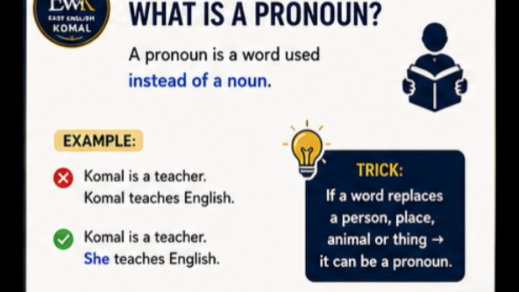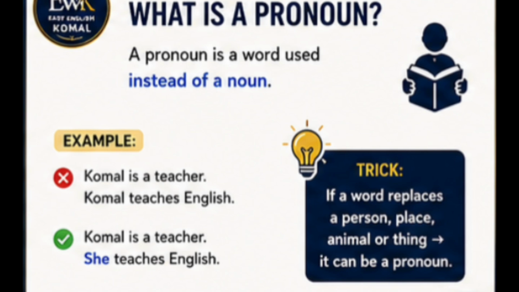So what is the trick to identify the pronoun? If a word replaces a person, a place, an animal or a thing, it can be a pronoun. A pronoun does not only replace a person; it replaces a place also, an animal also, and a thing also. So this is called a pronoun.